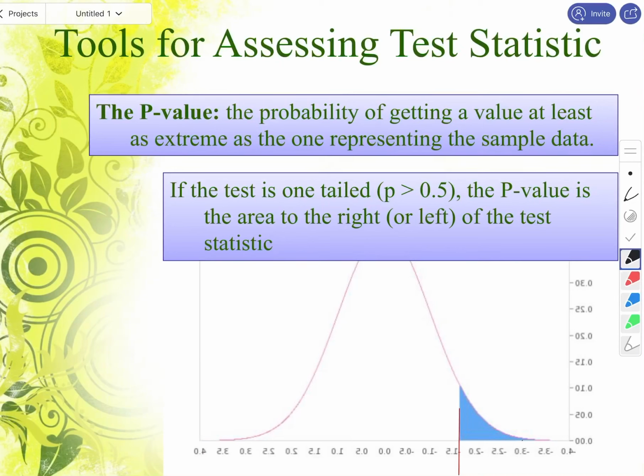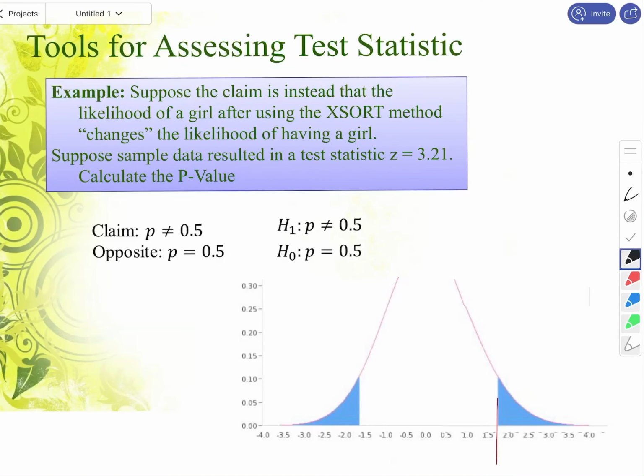Okay, let's do another one. I want to summarize this really quickly. The p-value is the probability of getting at least as extreme a value as the one representing the sample data. If the test is one-tailed, like for example p is greater than 0.5, that right-tailed test we've been doing, then the p-value is the area to the right of the test statistic. If the test is left-tailed, so one-tailed but less than, then it's the area to the left of the test statistic.